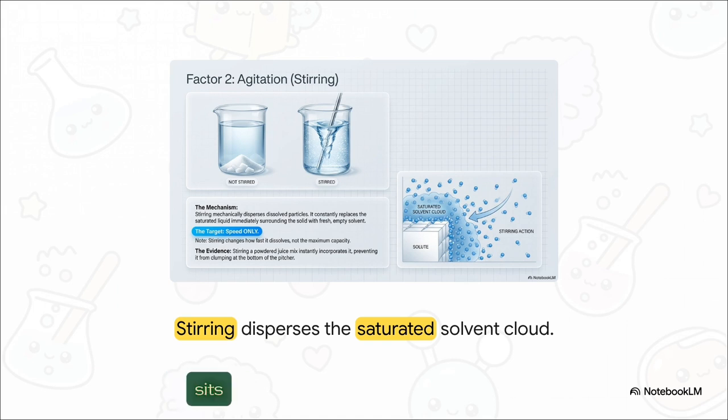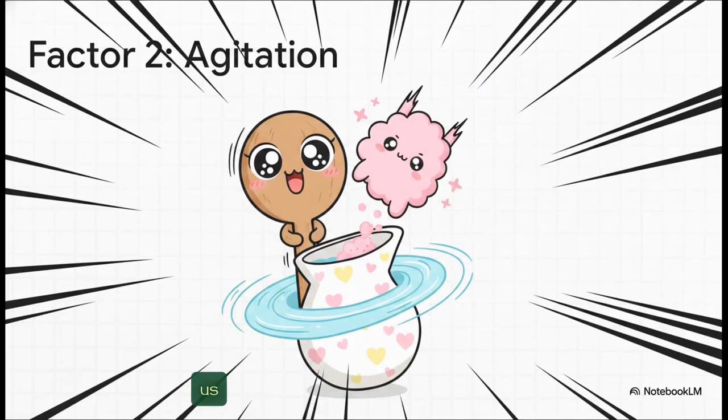See, when a solid sits in water, the liquid immediately touching it fills up with dissolved particles, creating this sort of saturated solvent cloud around it. Stirring physically sweeps that dense cloud away, constantly replacing it with fresh, empty solvent that is ready to attack the solid. That brings us to factor 2, agitation, or stirring.